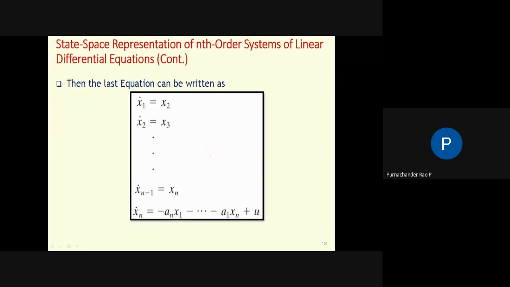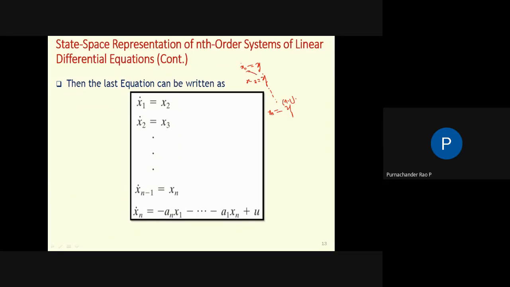Now once you assume that, x1 is equal to y, and x2 is equal to y dash, and so on, xn is equal to y to the power n minus 1 dot. This is the assumption we have made. Then from this, x2 is equal to y dash, which means this will be equal to x1 dash.